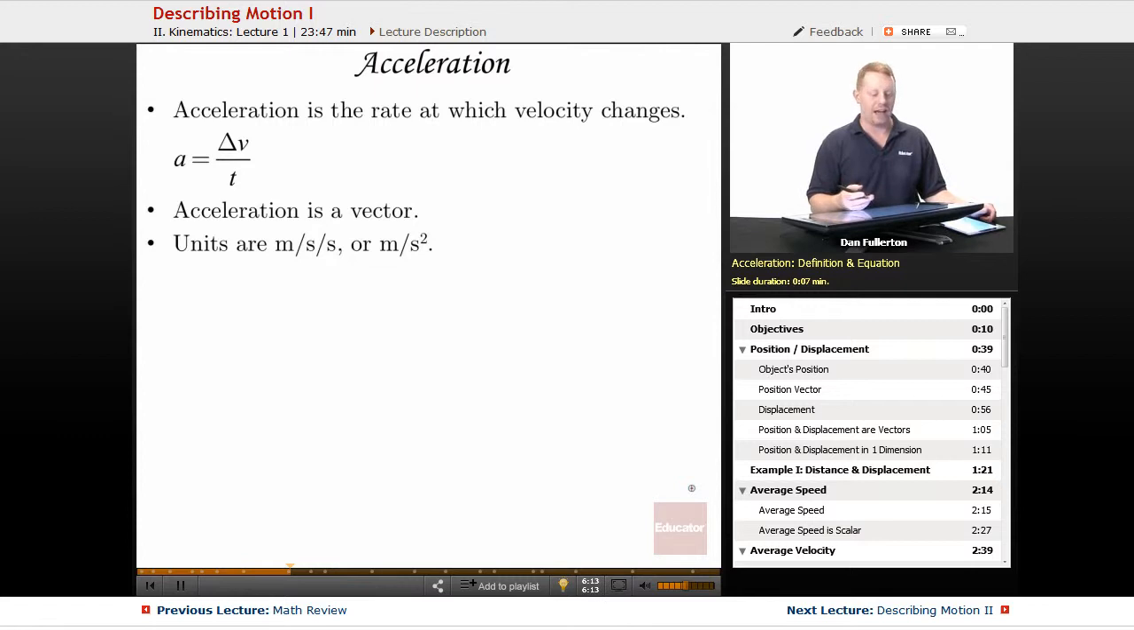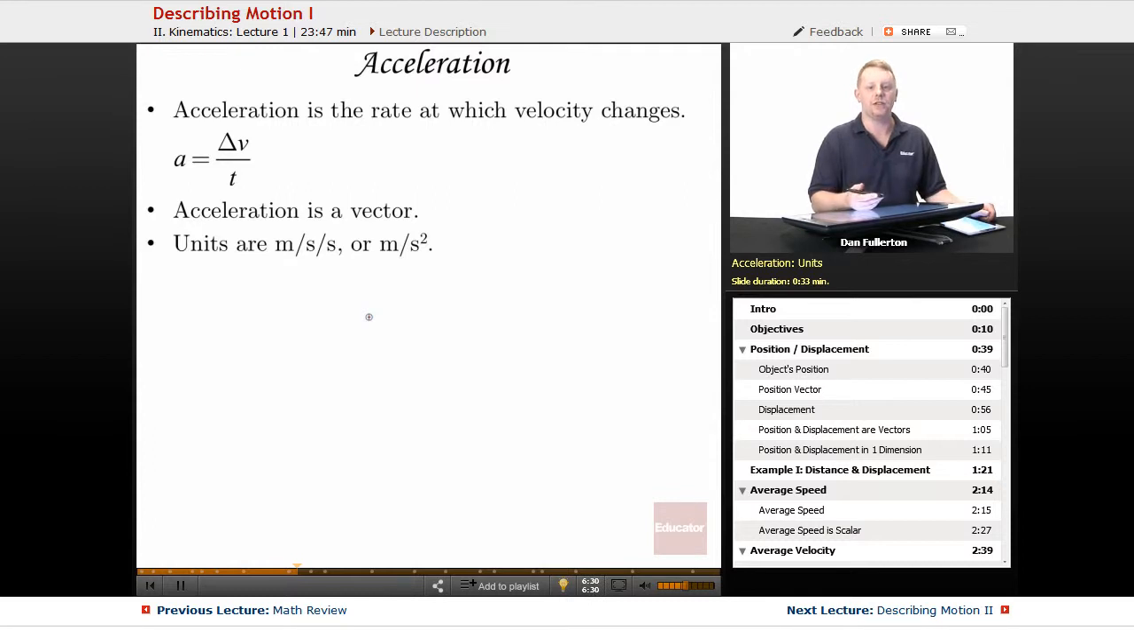Okay, let's take a look at acceleration. That's the rate at which velocity changes. So acceleration is change in velocity over time. It's a vector, it has a direction, and the units of acceleration are meters per second squared. That can be confusing to a lot of folks the first time you see it.